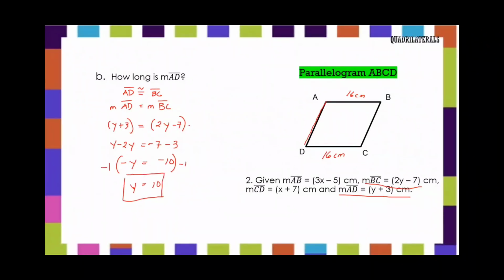But we are looking for the measure of side AD. So the measure of side AD is y plus 3 centimeters. Substituting the value of y here, we have 10 plus 3. Therefore, the measure of side AD is equal to 13 centimeters. Okay? So again, the measure of side AD is 13 centimeters. So if this is 13 centimeters, this is also 13 centimeters. Okay? Next.